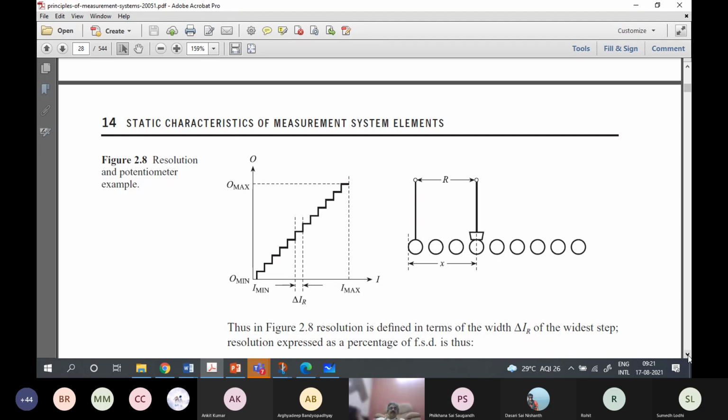So there is a resolution. There is a smallest change in input which can be considered. If you have a motion change smaller than that, then there will be no resistance change, because the next coil will not be connected. So this is the sense of resolution. So resolution can happen either due to a really discrete sensor, or it can also happen due to a noise specification.